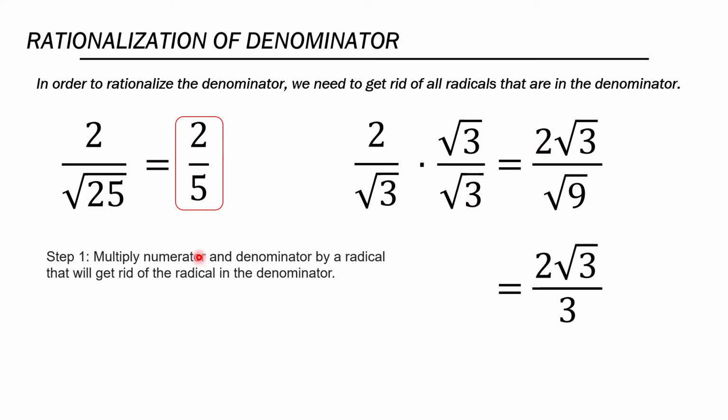So, yun yung first step, no? Numerator and denominator, you multiply by a radical that will get rid of the radical. So, next step natin is make sure all radicals are simplified. So, in this case, ang meron na lang radical is square root of 3. This time, hindi na, this is the simplest form. Okay? Kasi wala namang factor si 3 na pwedeng magiging perfect square.